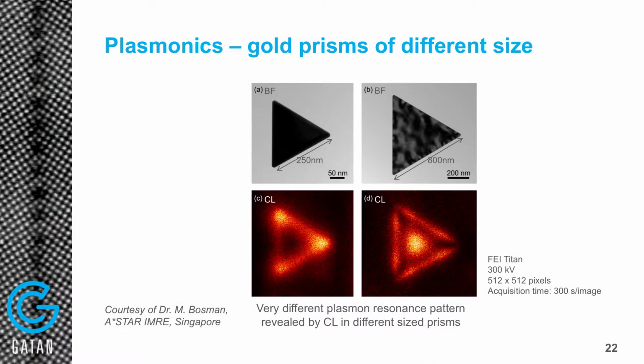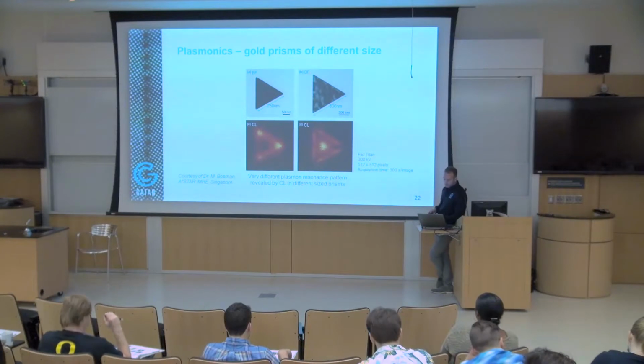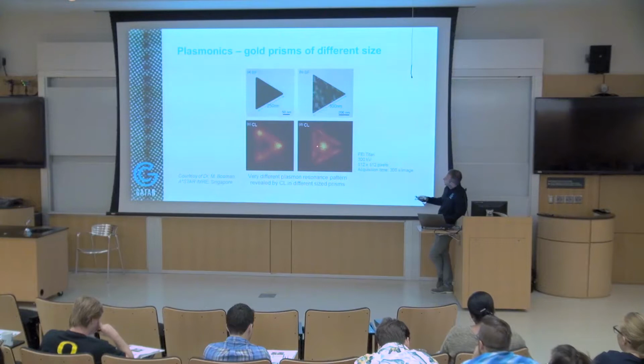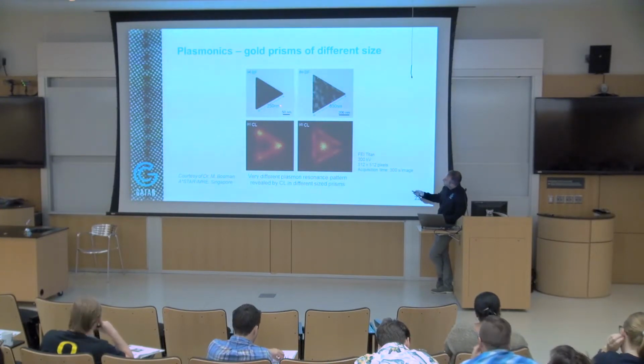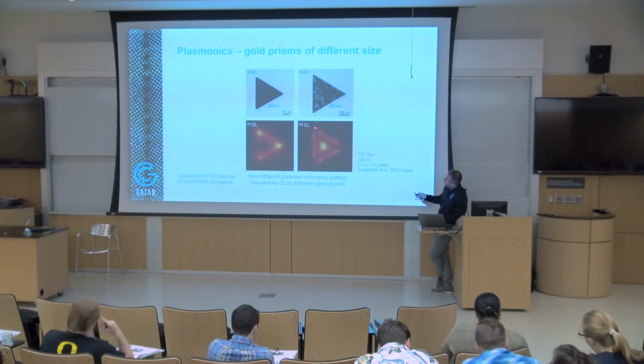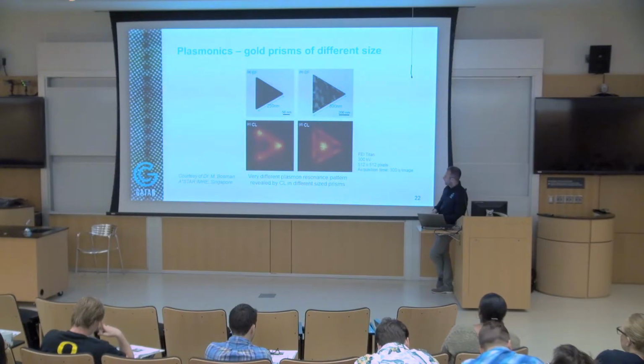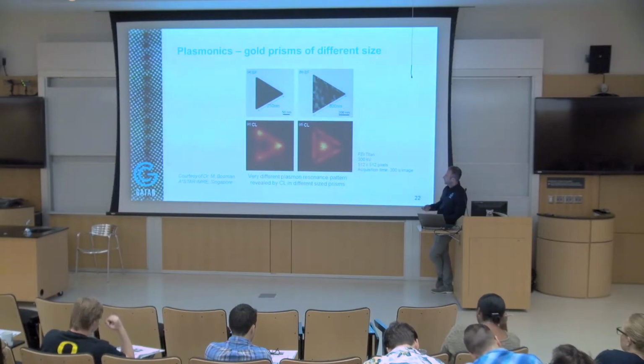This is actually another example. This is looking at plasmonics in a gold prism of different sizes. So this is a smaller nanoparticle, bigger nanoparticle, and you can see that the excitations are different. You can combine EELS with CL again, so you can do things pretty simultaneously. But this is to give you another example of looking at these plasmonics using EELS.